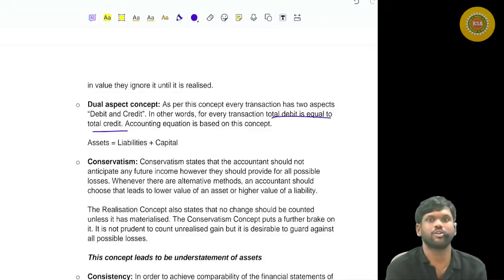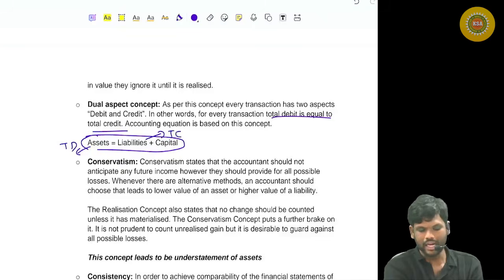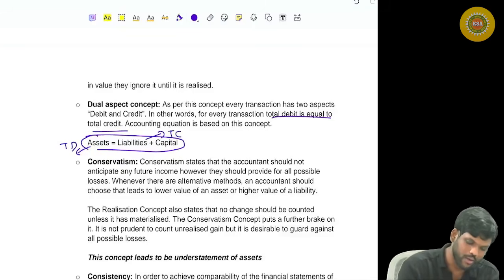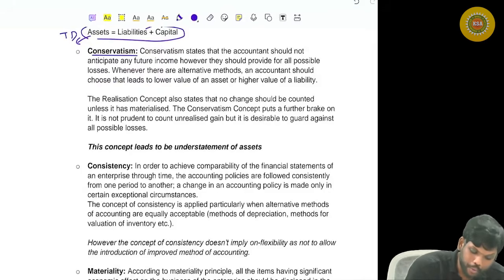That's why our balance sheet also tallies, and we have an accounting equation: assets is equal to liabilities plus capital, where assets is total debit, liabilities and capital is total credit. And then we also have one more important concept called conservatism or prudence.